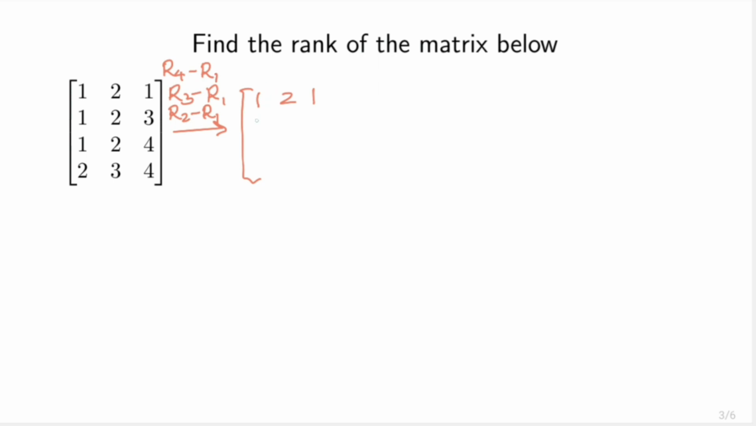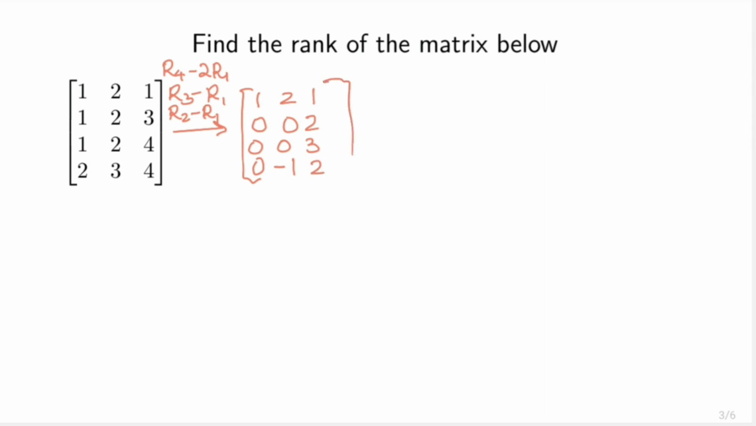So subtracting, we get 0, 0, 2. Subtract again, 0, 0, 3. Here we can subtract 2 times row 1 from row 4. So row 4, we won't do row 4 minus row 1. We'll do row 4 minus 2 times row 1. So that gives us 0, minus 1, 2.